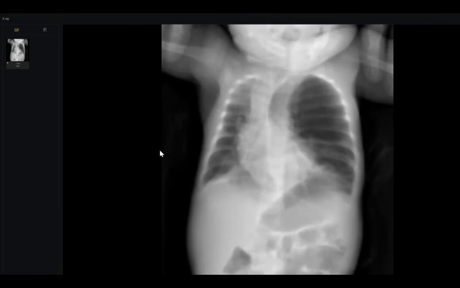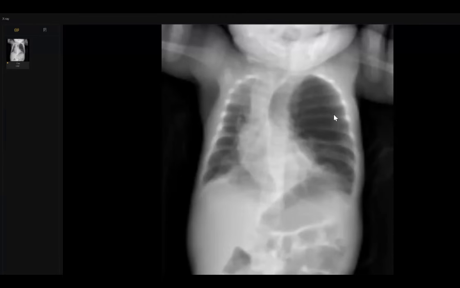Okay, what's your differential diagnosis? Sir, differential could be tension pneumothorax. Also, sir, I was suspecting there's no bowel herniation, so this is not a case of congenital diaphragmatic hernia. Why is this not tension pneumothorax?